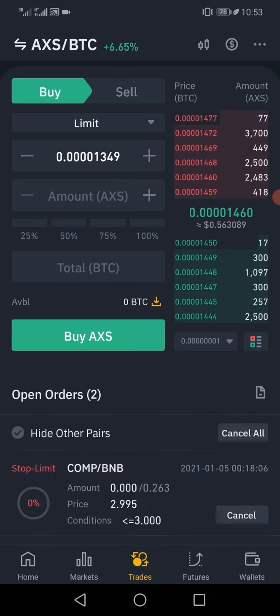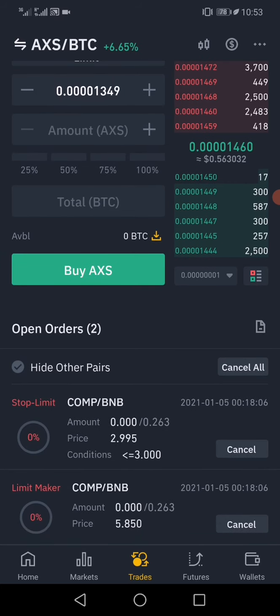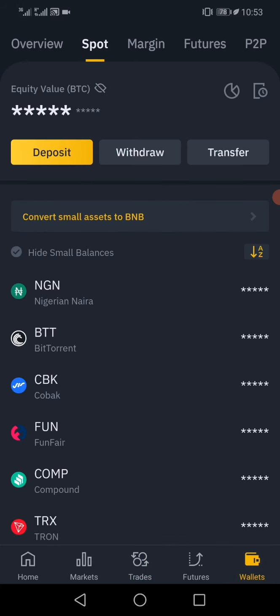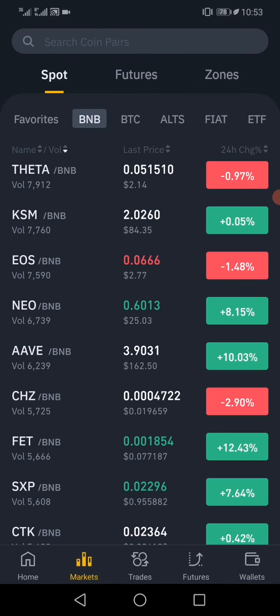Now once I do that, it will show on my open orders, as you can see here. So in this case it will only be a limit order, and it will be green, showing that I want to buy, and then it will show here on the open orders page, and you will know when it is filled or not. The 0% here will increase when it is filling. Once it reaches 100%, you can come back to your wallet and you will find your asset there. So in this case I have COMP, just like you've seen. Now once that order is filled, it will be BNB and not COMP again.